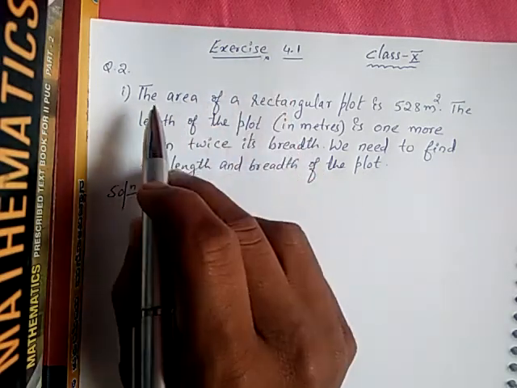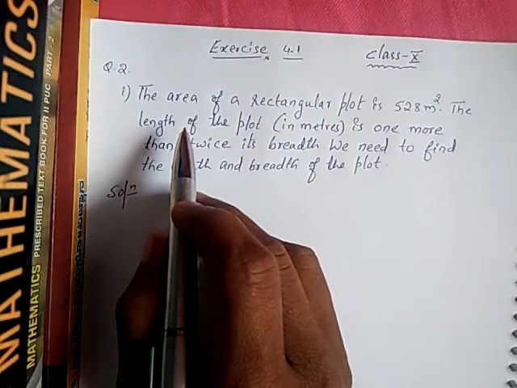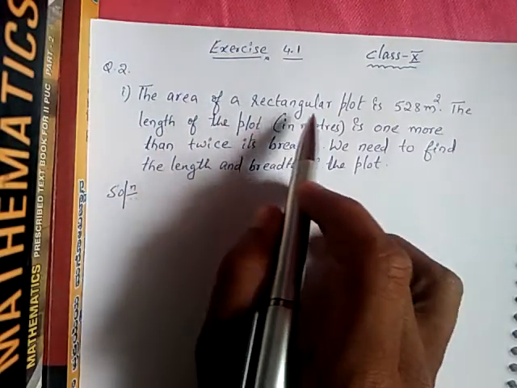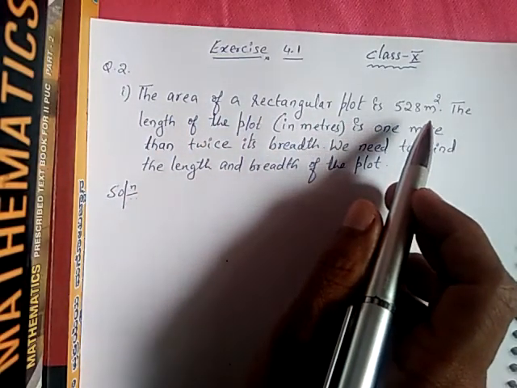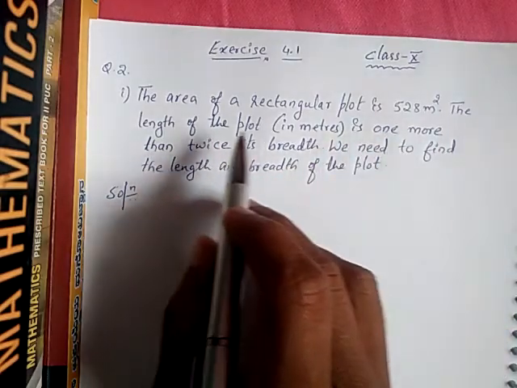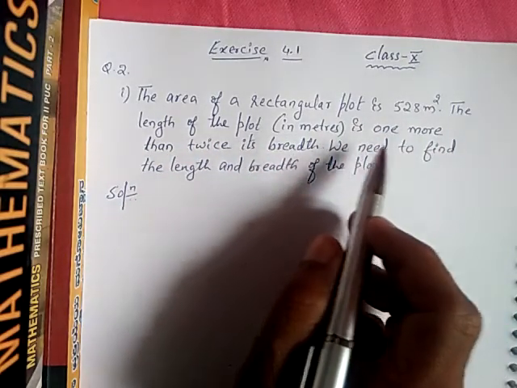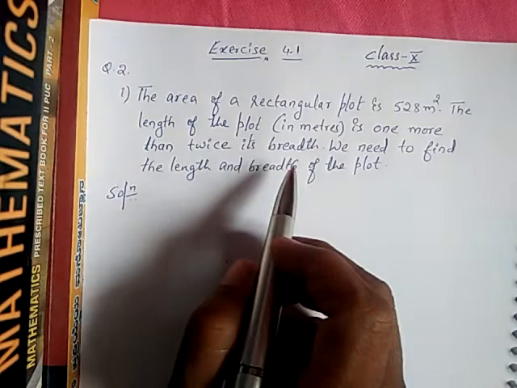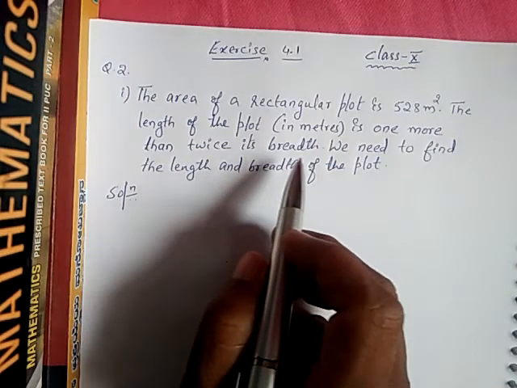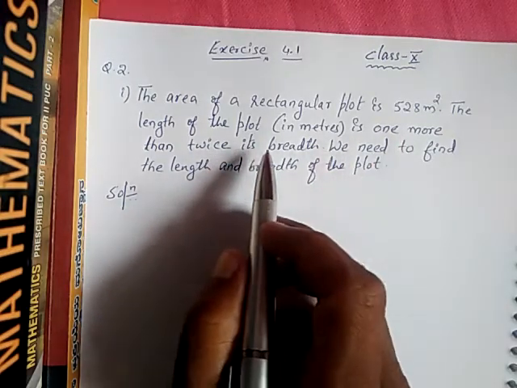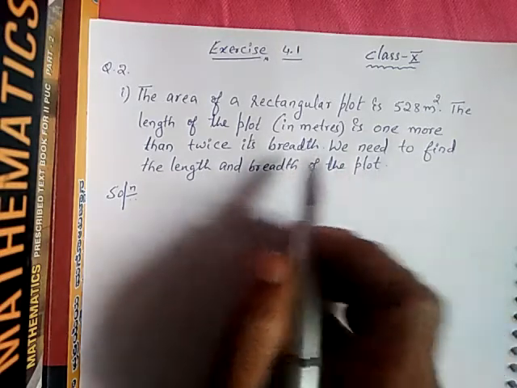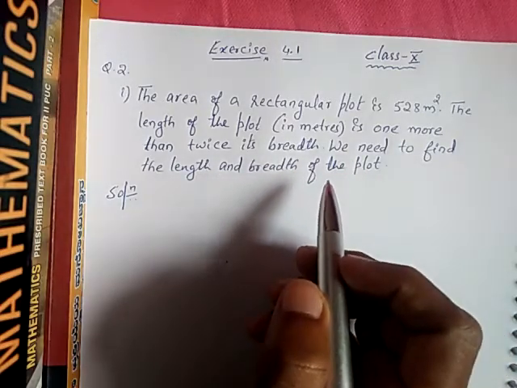Exercise 4.1, question number 2, the first question. The area of a rectangular plot is 528 meters square. The length of the plot in meters is one more than twice its breadth. We need to find the length and breadth of the plot.